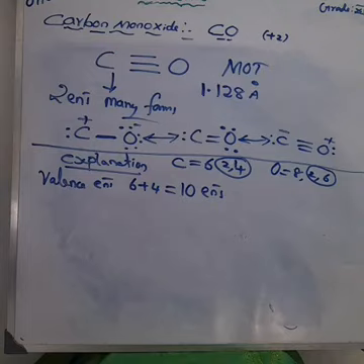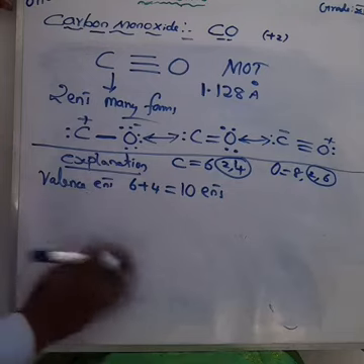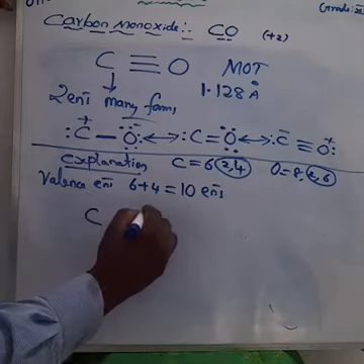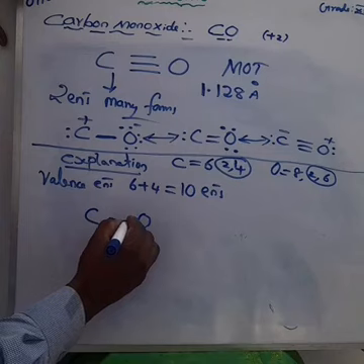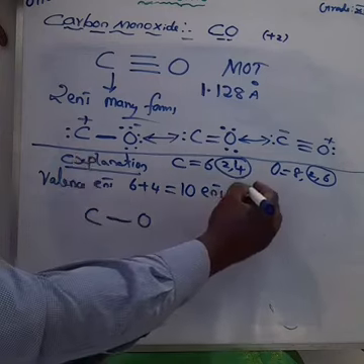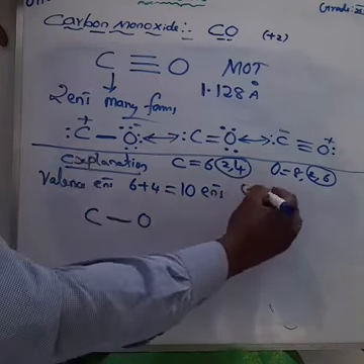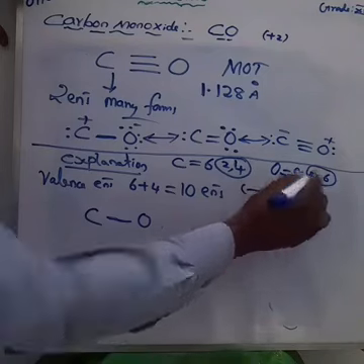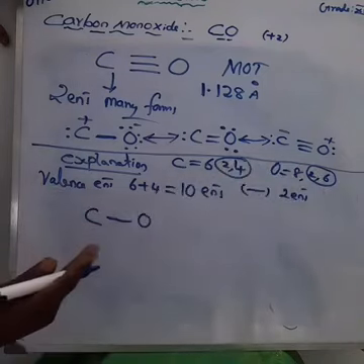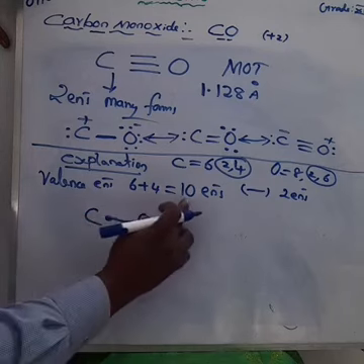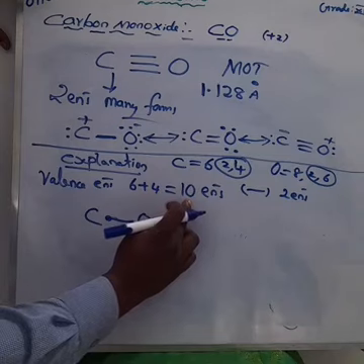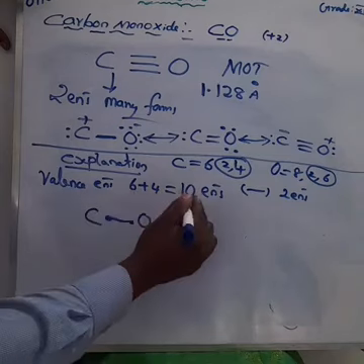So, first we have to write the elements. Carbon monoxide has carbon and oxygen. In between carbon and oxygen we make a single bond like that. For one single bond we need 2 electrons. Am I right? So how many valence electrons does carbon monoxide have? Carbon has 4 electrons, oxygen has 6 electrons, total 10 electrons.